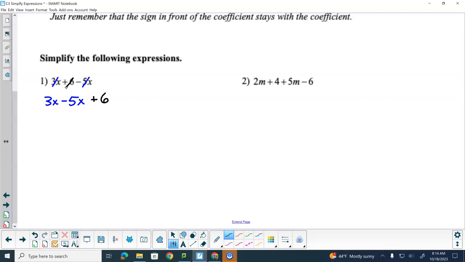Now, if you have 3 pencils and I take 5 pencils away, how many pencils do you have? Negative 2 pencils, right? Because we add and subtract the coefficients. So really in my brain, what I'm looking at here in blue is 3 minus 5 times x.